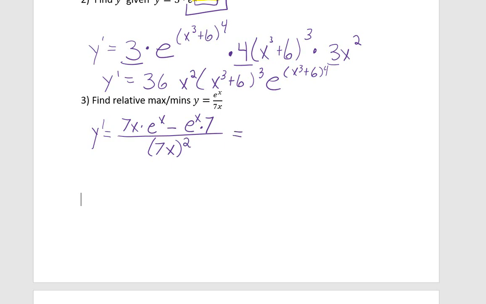Now, before we start finding the relative maxes and mins, I'm going to factor this a little bit. The top has a 7 e to the x in common for both those pieces. So that's going to give me 7 e to the x times, when I take that 7 and that e to the x out of this, I'm left with an x. Here, I'm just going to be left with a 1, divided by 49x squared.